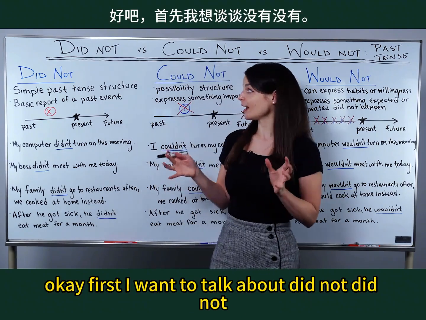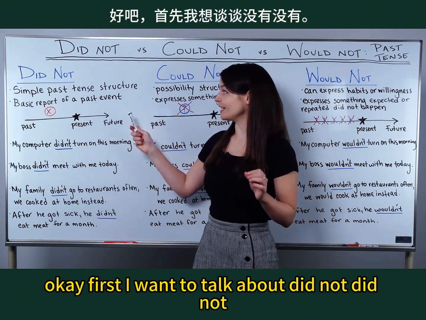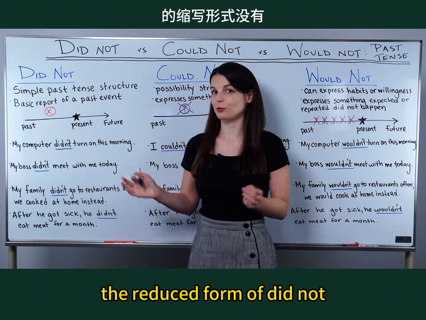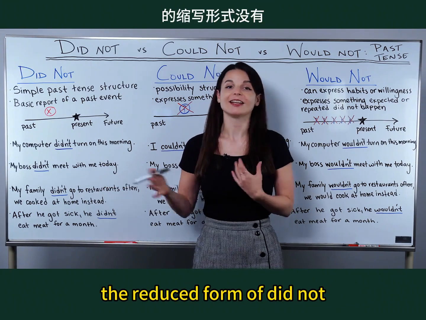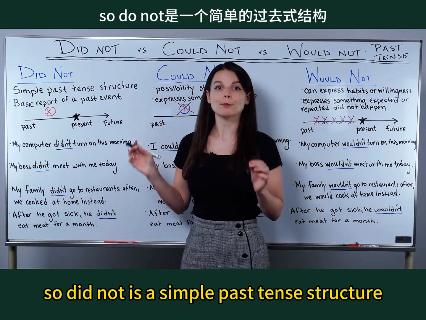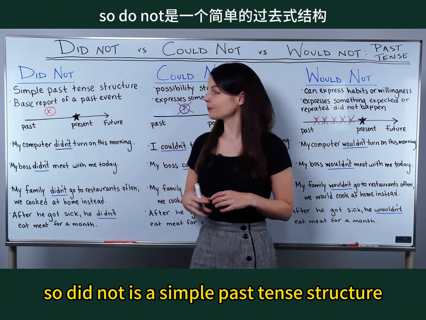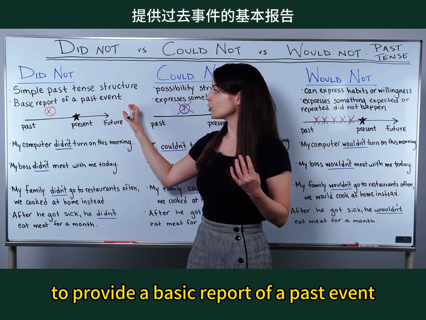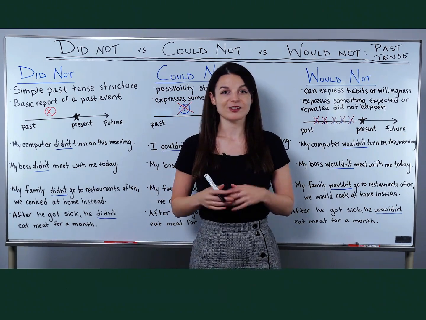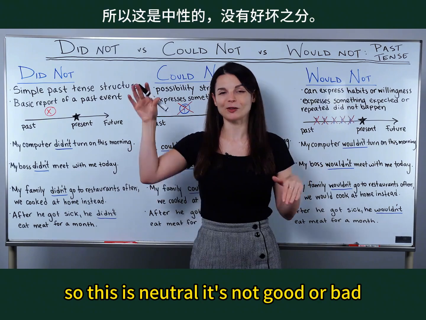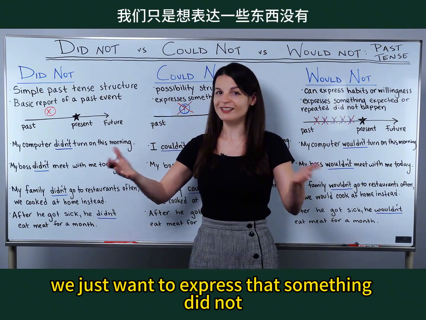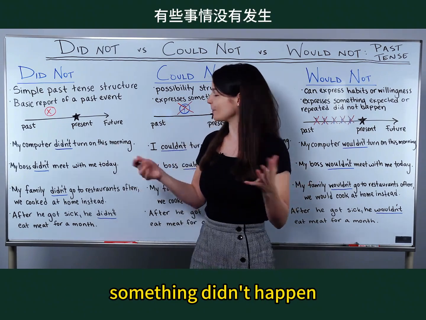Okay, first, I want to talk about did not. In this lesson, I'm going to use didn't, the reduced form of did not. They mean the same thing. So, did not is a simple past tense structure. We use did not to provide a basic report of a past event. So this is neutral. It's not good or bad.